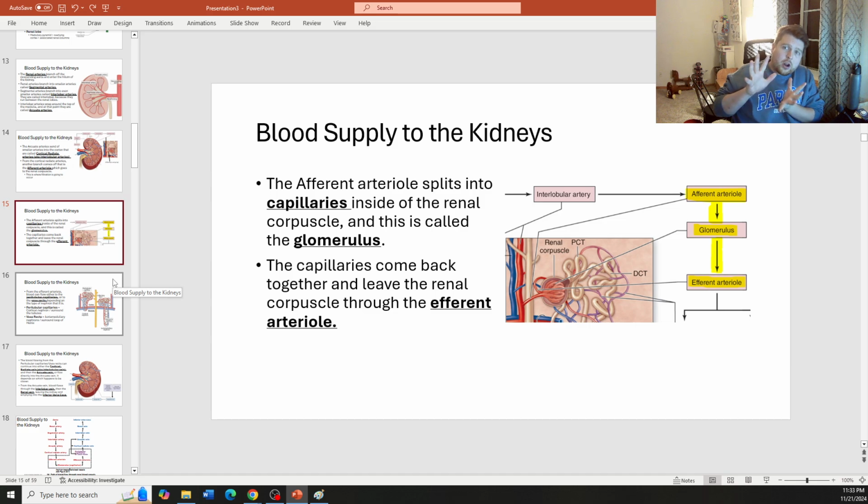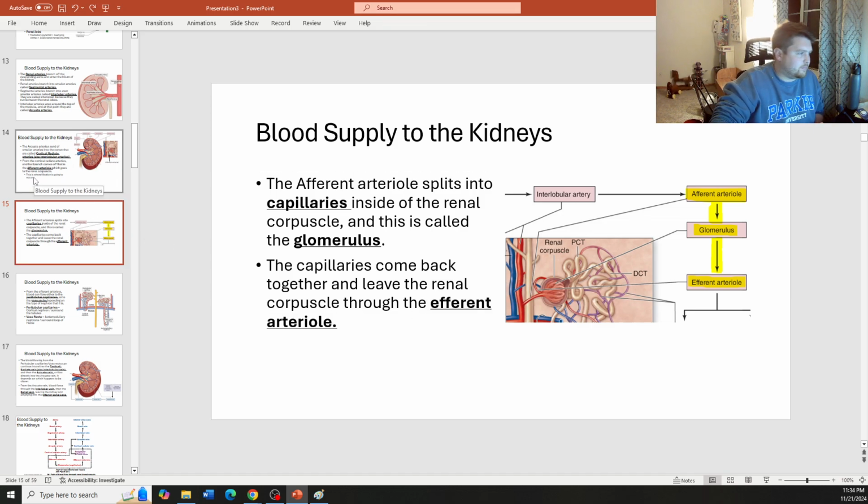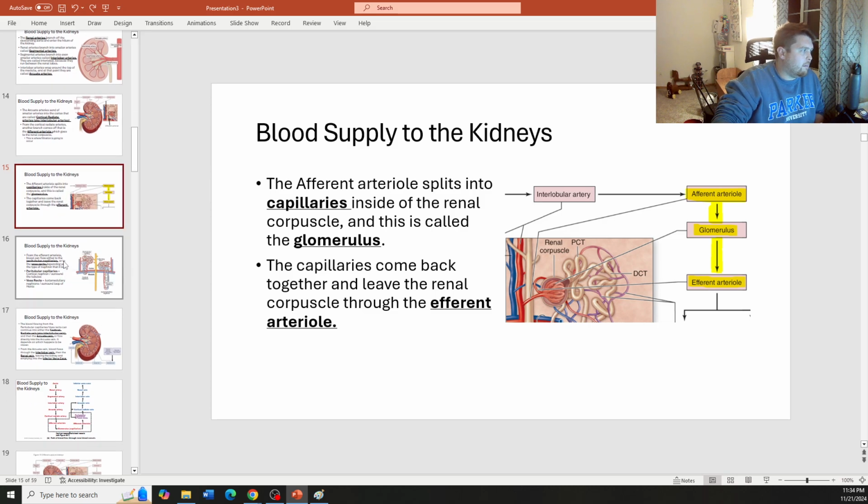They're going to separate all across, loop around, and eventually come all back together. So capillaries will split into a capillary bed. If you remember, think about the blood vessels. They spread all the way out, and then they eventually converge again. Same thing here. They spread all out, make up the glomerulus, and they come back and converge again. And they leave the renal corpuscle in the efferent arteriole. Okay.